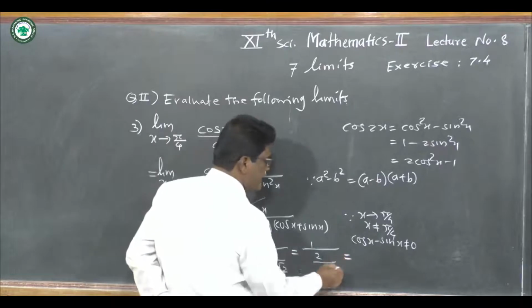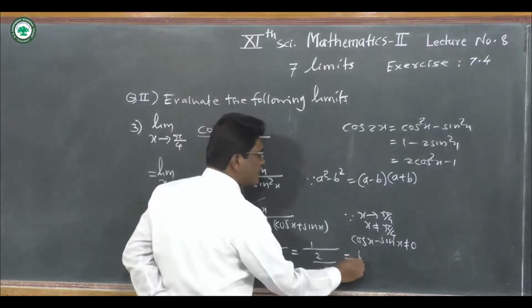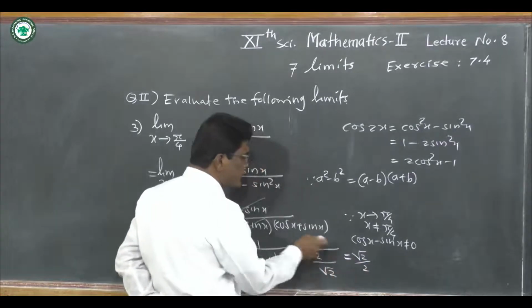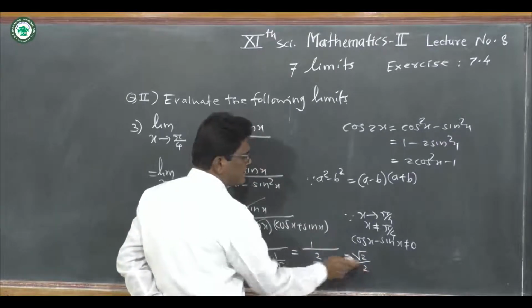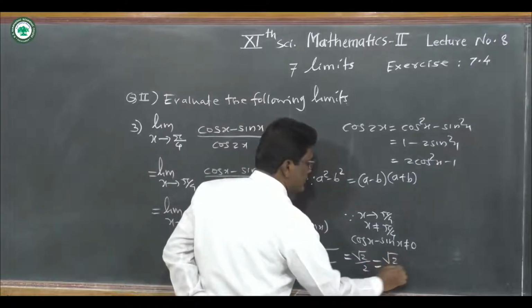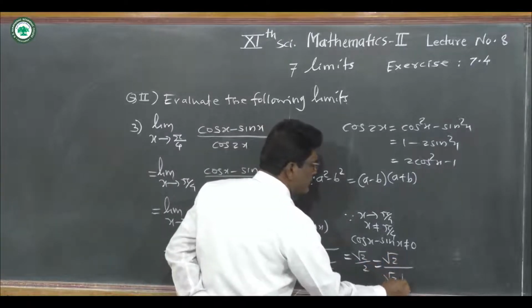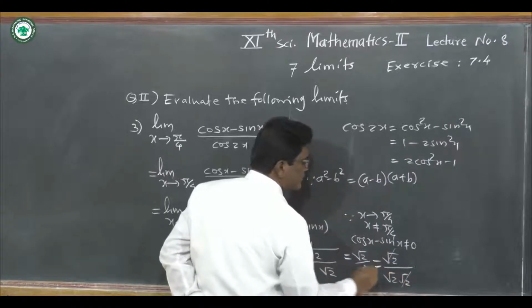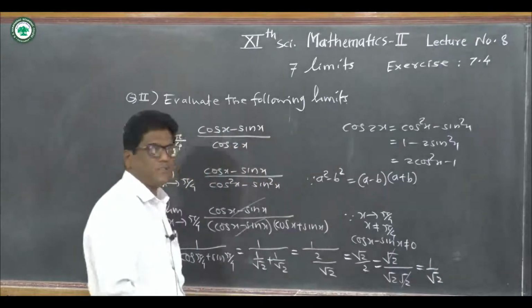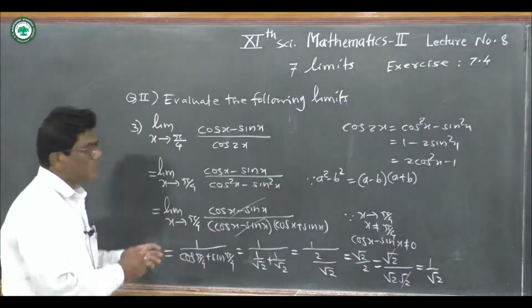We shift this root 2 to the numerator, that is root 2 upon 2. We write this 2 as root 2 into root 2, and cancel one root 2. So we get 1 upon root 2. This is the solution of this third problem.